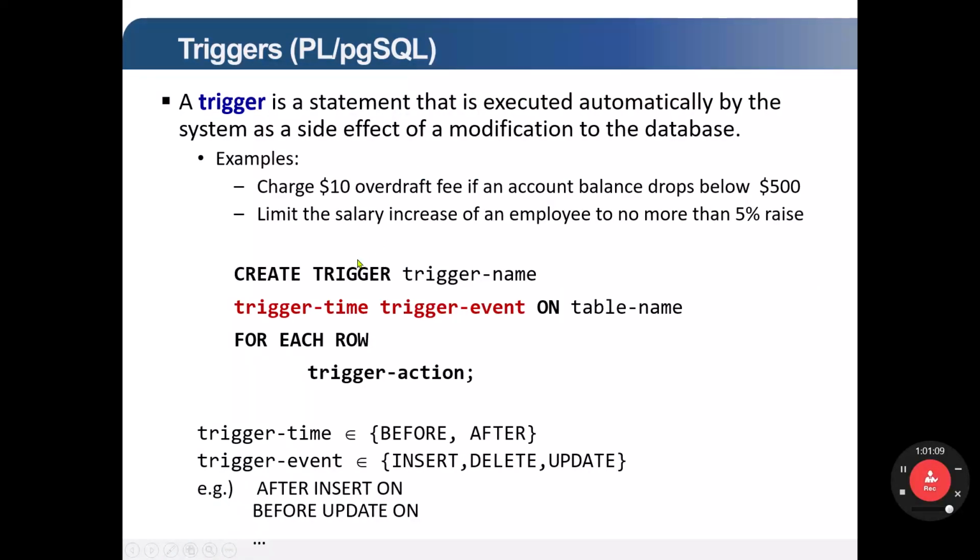Next, trigger. Trigger is a query statement that is executed automatically when a condition is satisfied. For example, suppose that you are implementing some auction website like eBay. So you want to sell your item, and you want that auction to continue until tomorrow evening, tomorrow midnight.